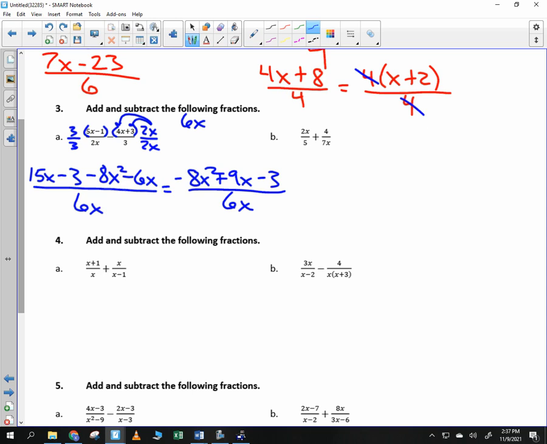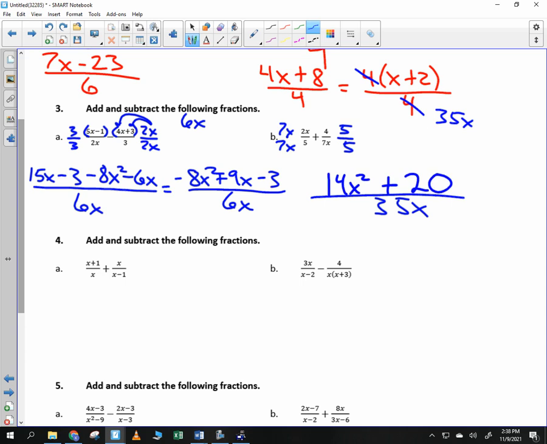We good? Okay. Letter B, common denominator. 35x. So that means I multiply the top and bottom of the right by, and the top and bottom of the left by. So your new denominator is 35x. What are you going to have in the numerator? 14x squared plus 20.